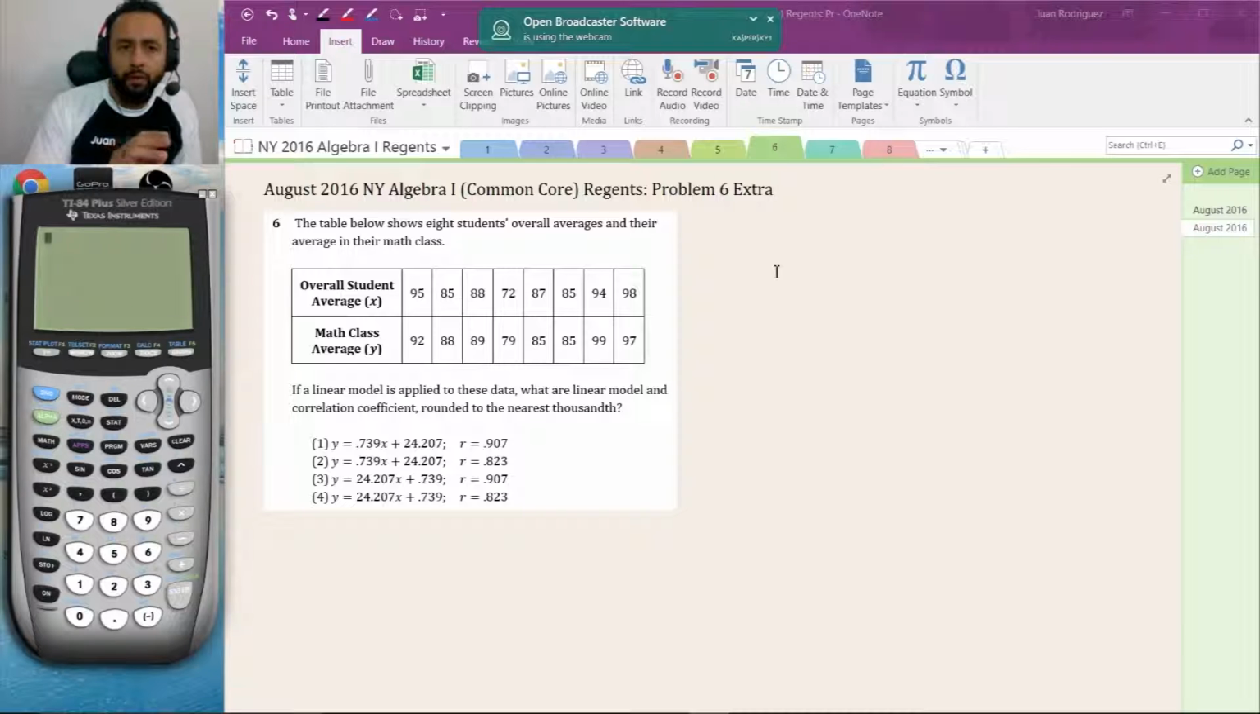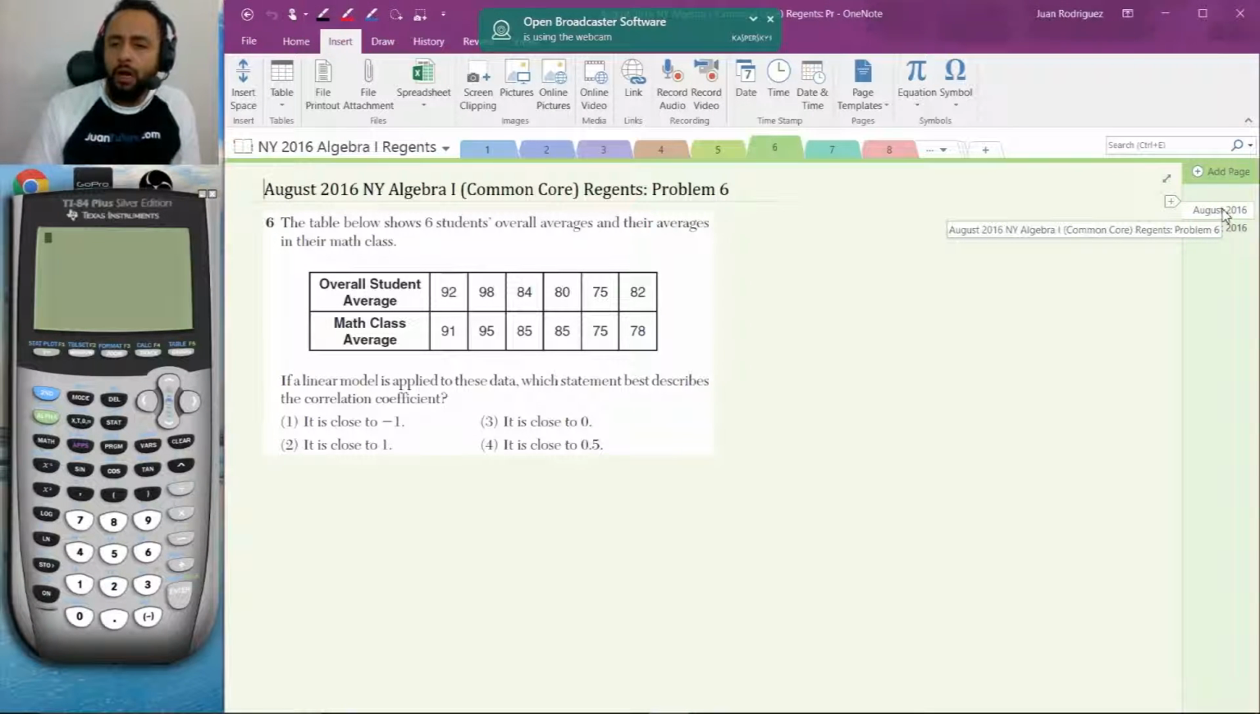Today we are working on the August 2016 New York Algebra 1 Common Core Regents Problem 6. Sorry, this is the extra. There we go. If you want to access these exams, whether you're from New York or anywhere else in the world, it doesn't matter where you are, go to nysedregents.org, click on the appropriate tab, and all the past regents are freely available there.